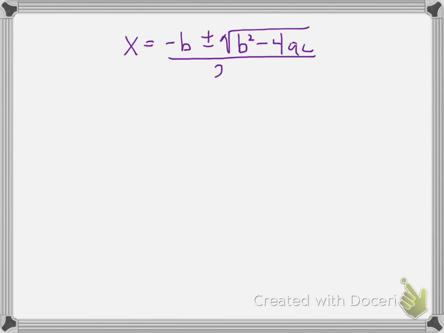Okay, so the quadratic formula is this, and you're going to want to write this down. So x equals negative b plus or minus the square root of b squared minus 4ac all over 2a.